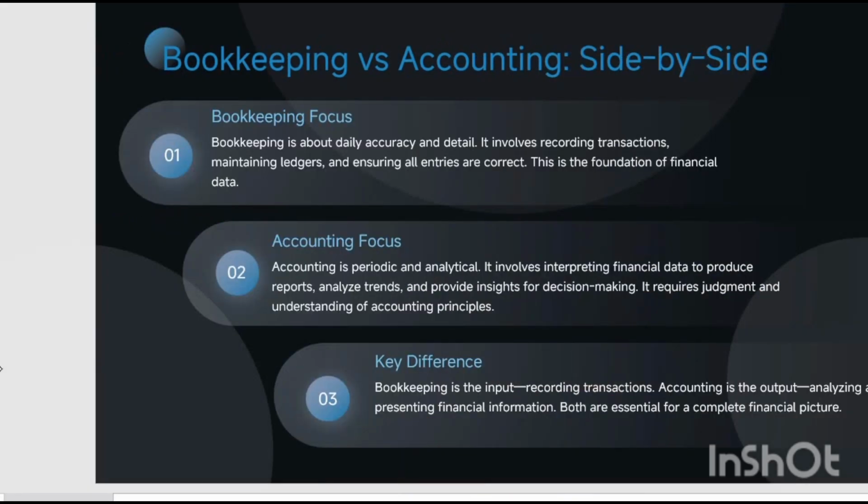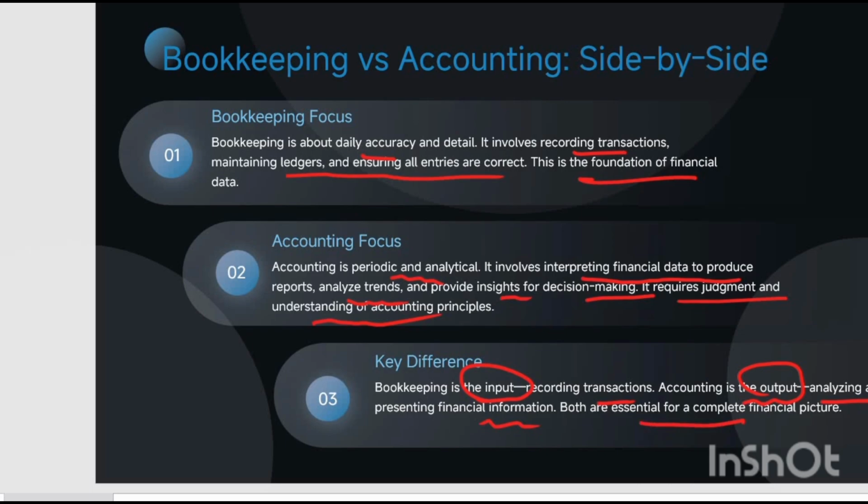Now let's move on. We have here, bookkeeping is about daily accuracy. We have discussed this in a bit of detail. Bookkeeping is about daily accuracy in detail. It involves recording transactions, maintaining the ledger, ensuring all entries are correct. And this is the foundation of financial data. Accounting is periodic and analytical, and it involves interpreting financial data to produce reports, analyze trends, and provide insight for decision making. It requires judgment and understanding of the accounting principles. So the key difference here: bookkeeping is input, recording the transactions, accounting is the output, analyzing that data, presenting financial information. So both are essential, right?